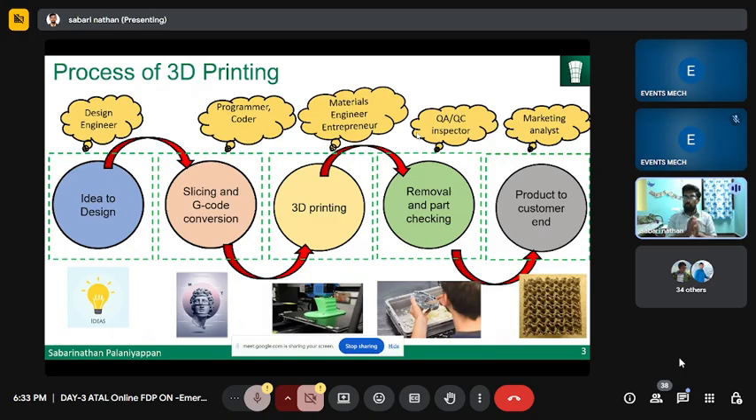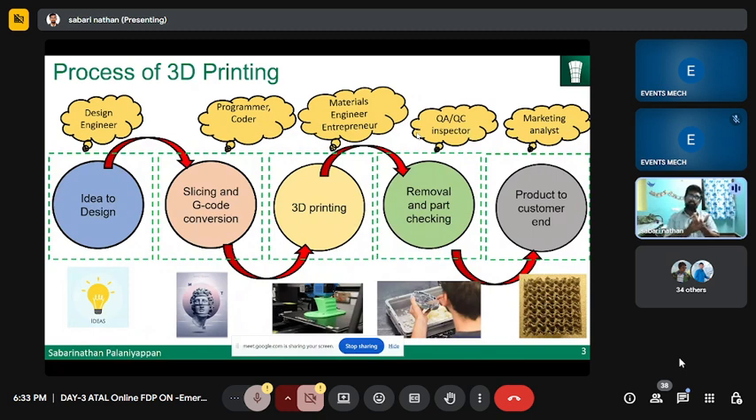Orca Slicer is one of the commercial slicers. You can use it with all kinds of 3D printers. Cura is also one of the basic slicing software, used for basic printers like Creality and some other machines.